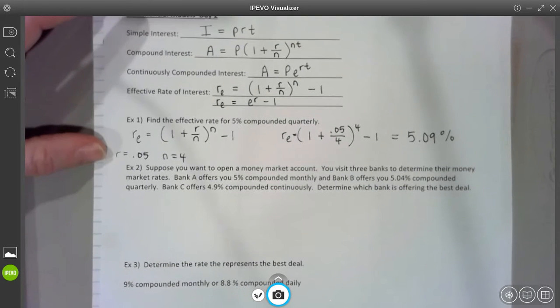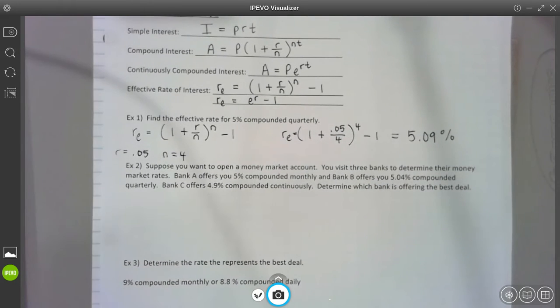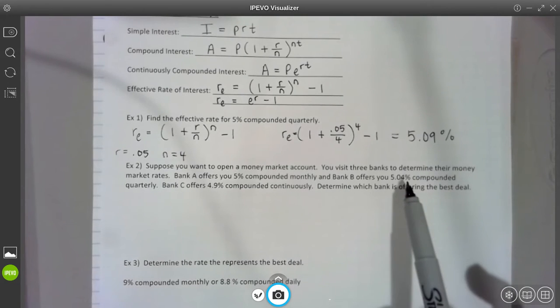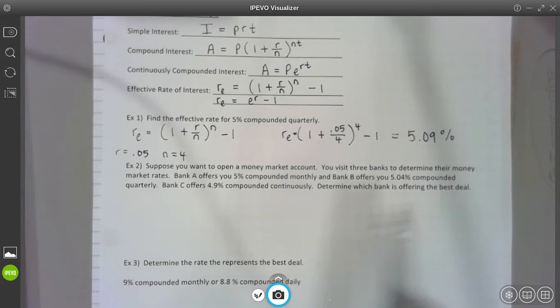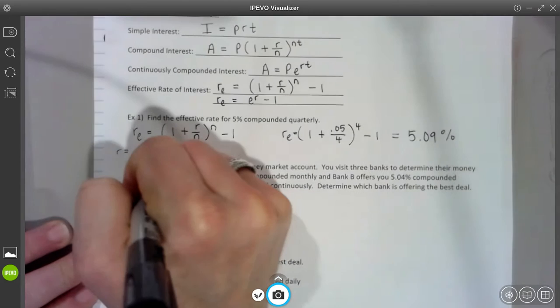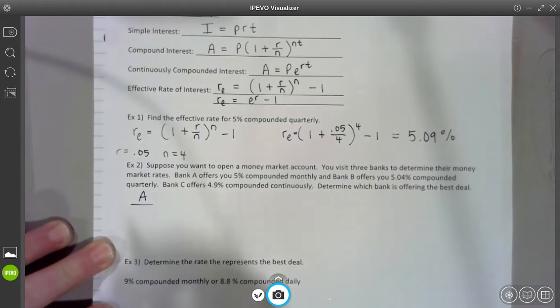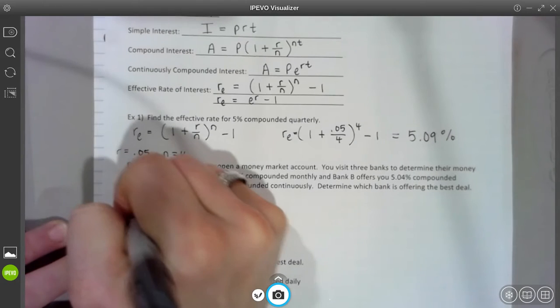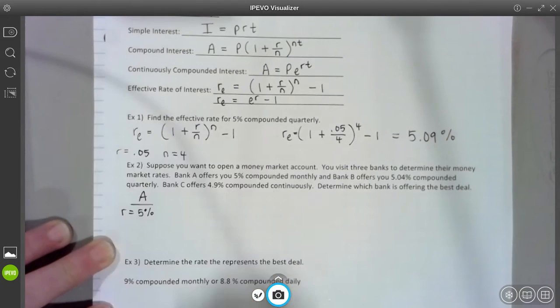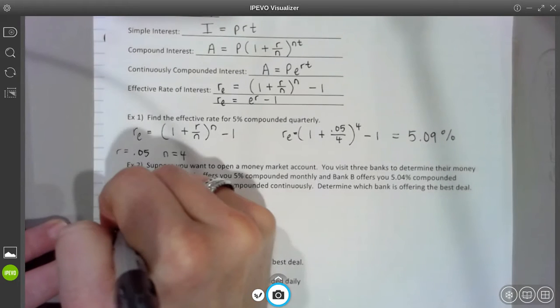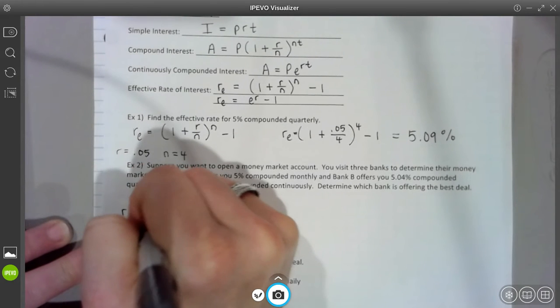So look at example 2. Suppose you want to open a money market account. It's just something you can invest your money in. You visit 3 banks to determine their money market rates. Bank A offers you this. Let's keep track of this. Bank A is going to offer you a rate of 5%, compounded monthly. So N would be 12.